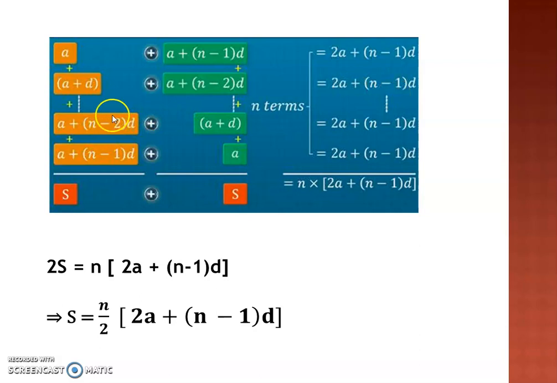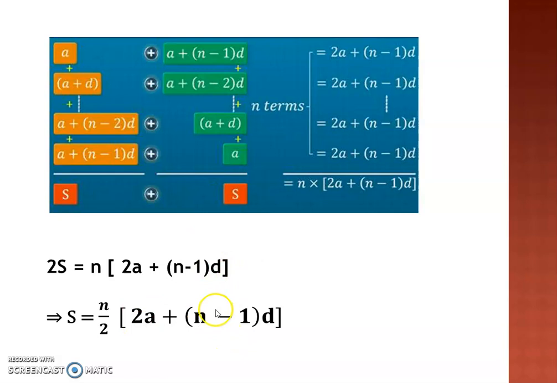In the same way, if you add the third term with the third last term, or the last term with the first term, you will get the same answer, that is 2a plus (n minus 1)d. Now this is getting repeated n number of times, so it will be n into (2a plus (n minus 1)d). So 2 times Sn is this, so Sn should be n by 2 into (2a plus (n minus 1)d). Now this is the formula for the sum of n terms of an AP.